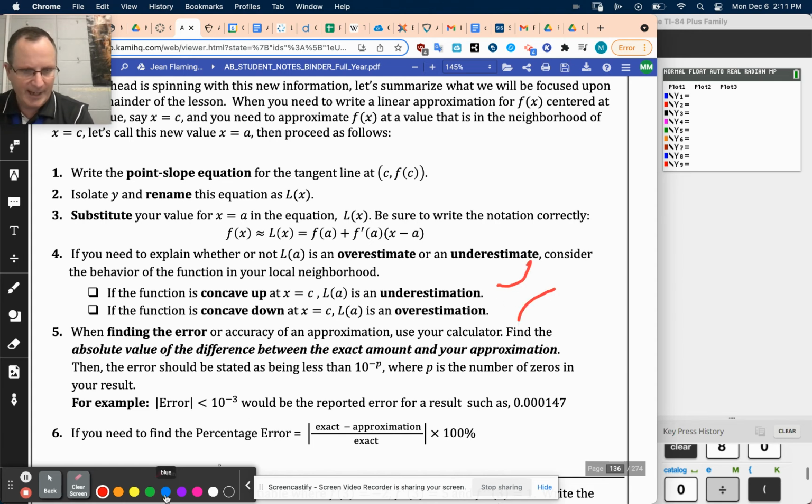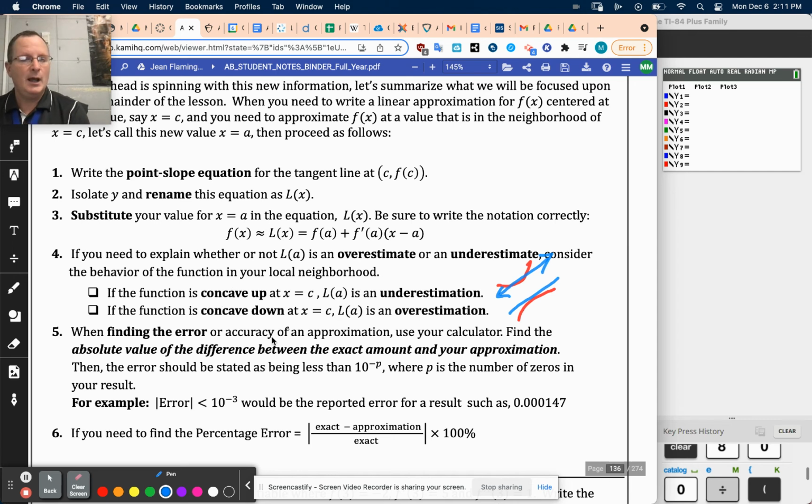So if I have a tangent line that's under the curve, then that's going to be an underestimate, and that's because this thing was curving up, concave up. And if our tangent line is drawn on top of the curve because it was downward curving, or concave down, it's an overestimation. We'll talk a little bit about that, but we're going to be doing that kind of thing with concave up and concave down a whole lot more in the next unit.